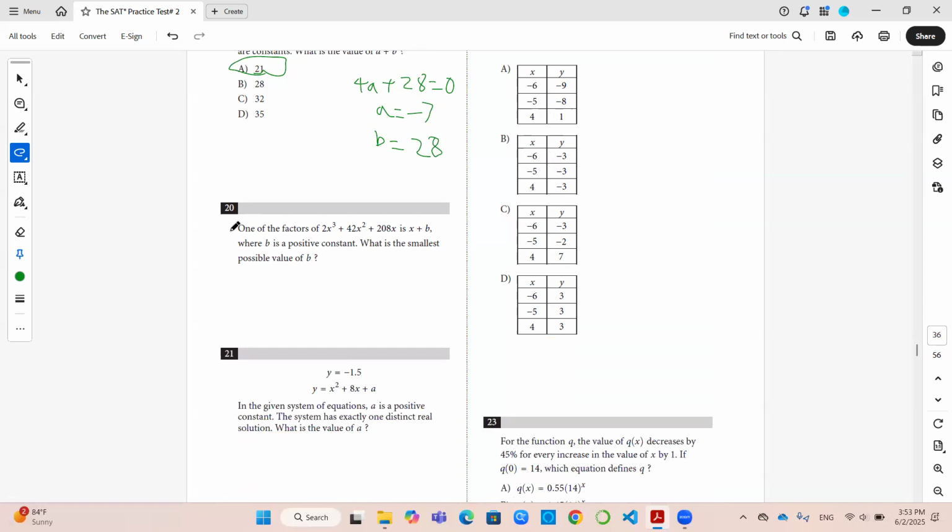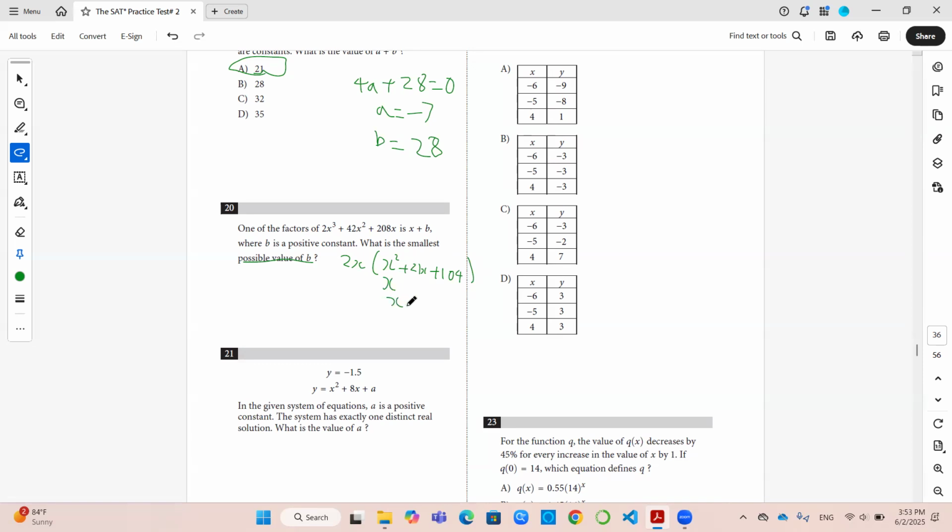One of the factors of 2x cubed plus 42x squared plus 208x is x plus b, where b is a positive constant. What is the smallest possible value of b? So I'm going to bring the 2x out in the front, and it becomes x squared plus 21x plus 104.